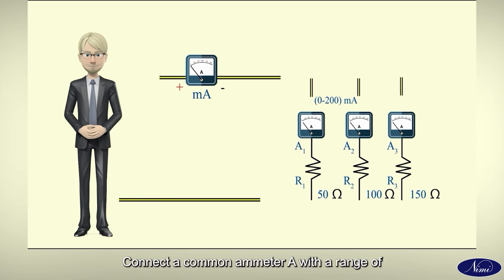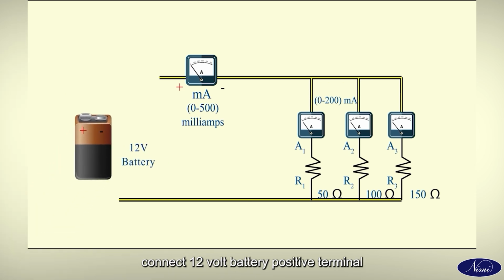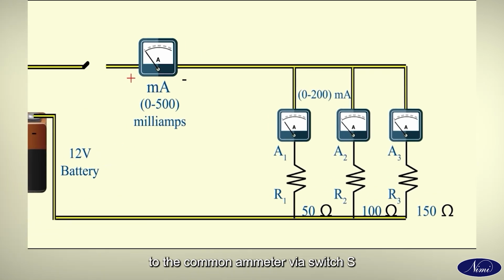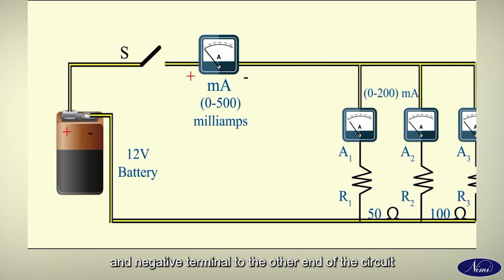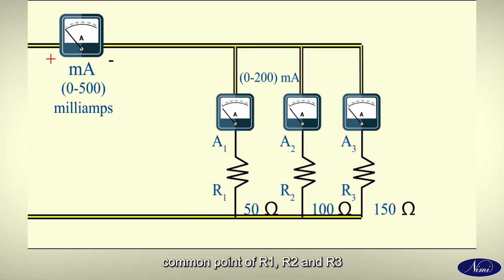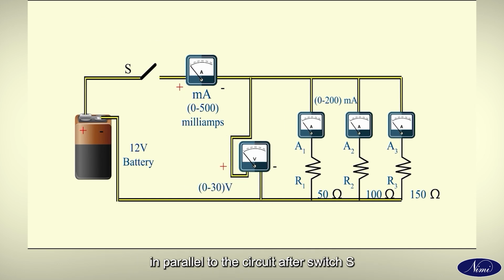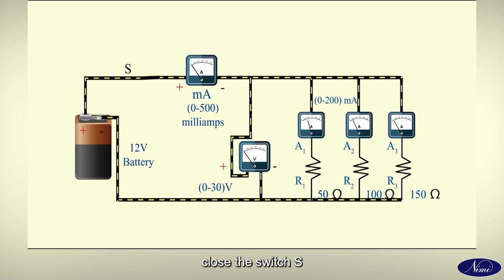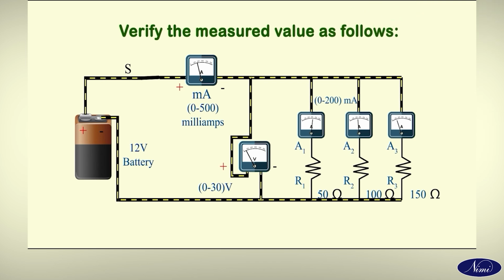Connect a common ammeter A with a range of 0 to 500 milliamps in series to the circuit. Connect the 12 volt battery positive terminal to the common ammeter via switch S and the negative terminal to the other end of the circuit, the common point of R1, R2 and R3. Connect a moving coil voltmeter 0 to 30 volts in parallel to the circuit after switch S. Close the switch S. Note down the ammeter and voltmeter readings. Verify the measured values as follows.